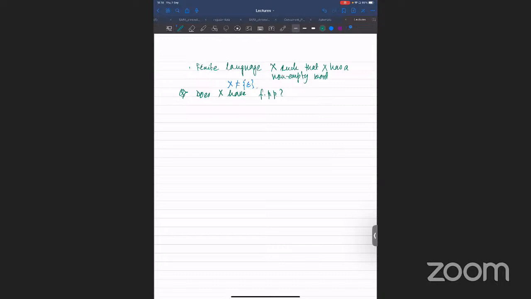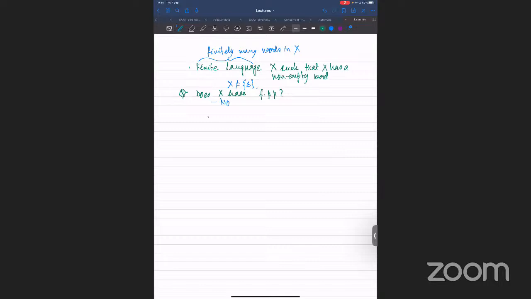It's a finite language. You have finitely many words. So what is a finite language? It means finitely many words in X. It will not have FPP. Why? So the answer is no.